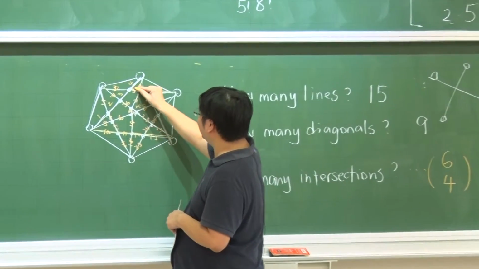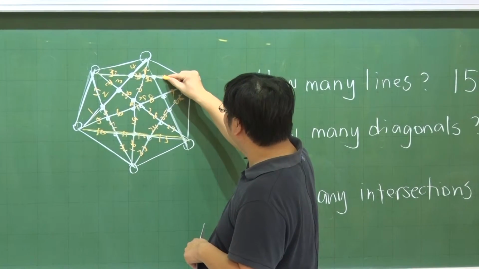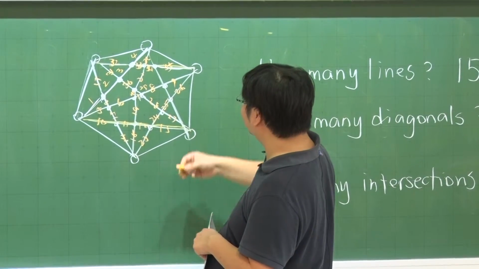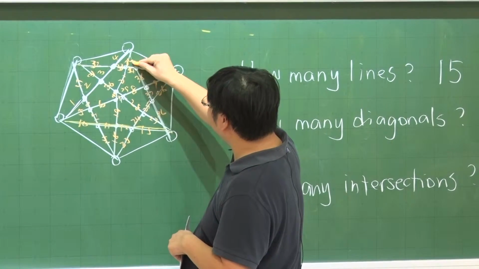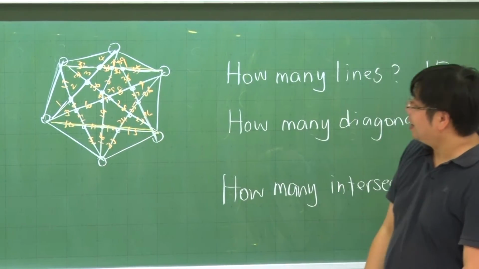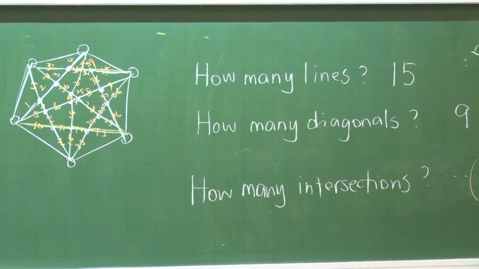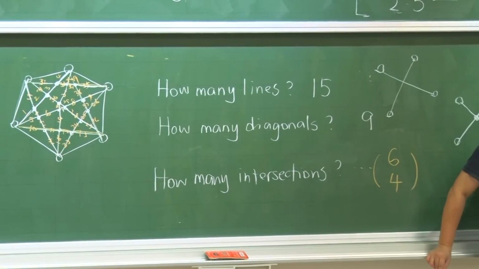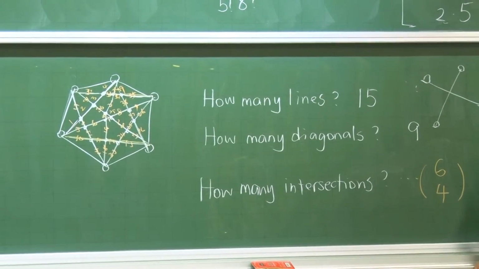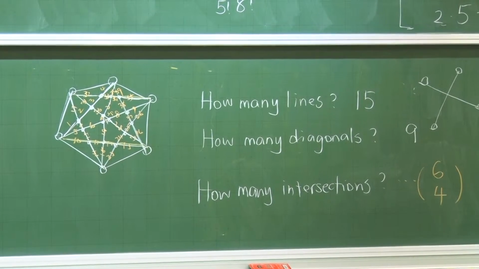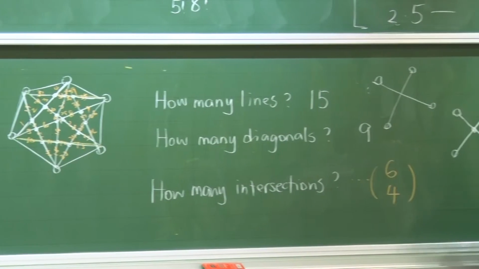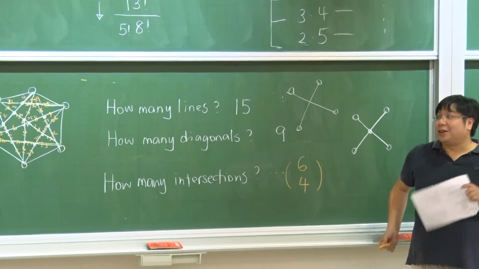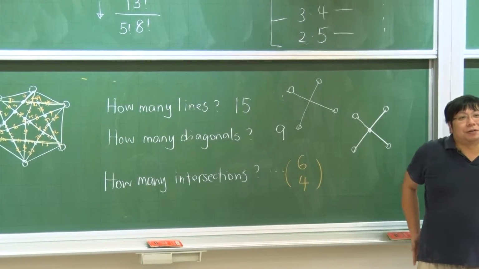32, 33, 34, 35. It's not done yet. 36, 37, 38, 39. I hope that I didn't miss anything. So how many line segments are there? There are going to be 39. Let me quickly check my answer. Is it 39? Yes, 39. So I'll give you a hint.